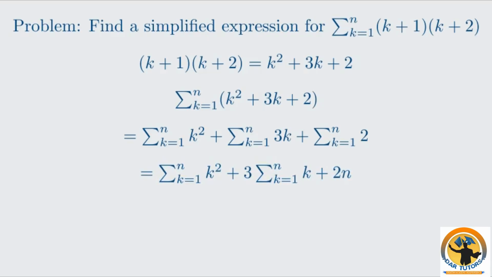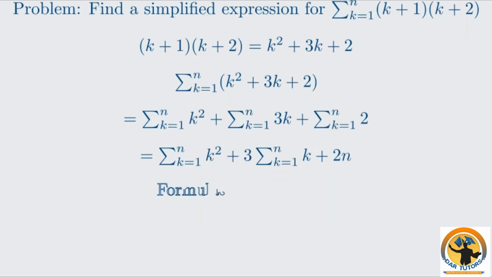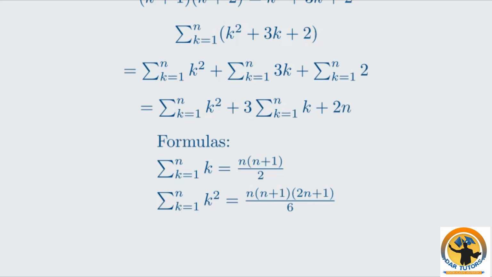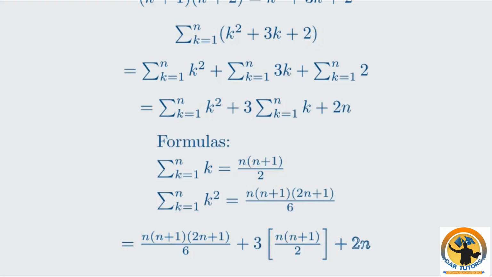At this point, we need two standard formulas. We already know the formula for the sum of k. We also need the formula for the sum of k squared. The sum of k squared from 1 to n is n times n plus 1 times 2n plus 1, all divided by 6. Now we substitute these two formulas into our expression. This gives us n times n plus 1 times 2n plus 1 over 6, plus 3 times n plus 1 over 2, plus 2n. Our goal is to simplify this.